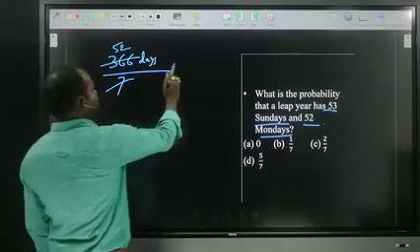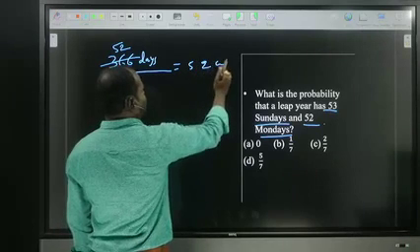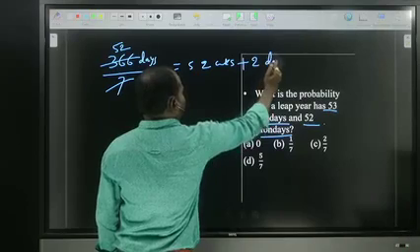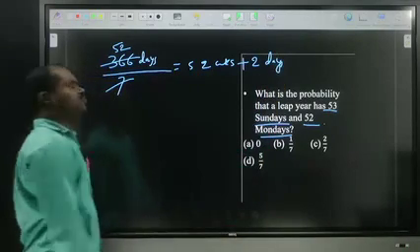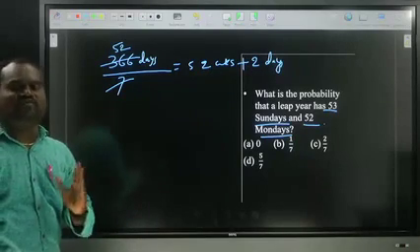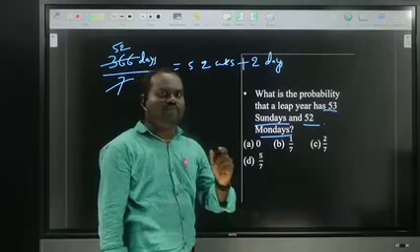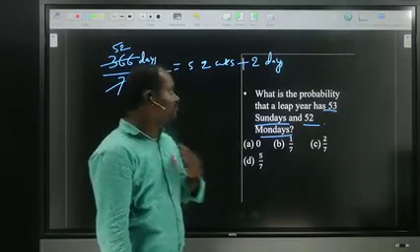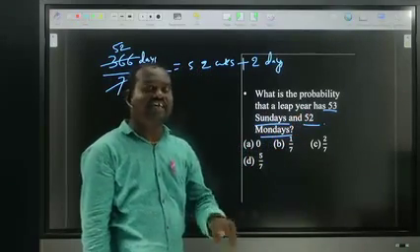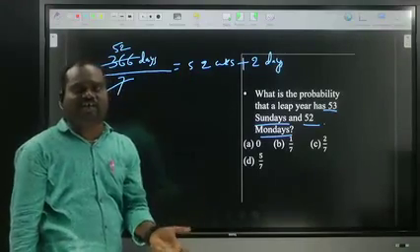That means 52 weeks plus 2 days. In a leap year, totally 366 days, 366 by 7, by cancelling 52 weeks plus 2 days. In every week one Sunday is compulsory, but we want 53 Sundays. In 52 weeks, 52 Sundays are definitely there.